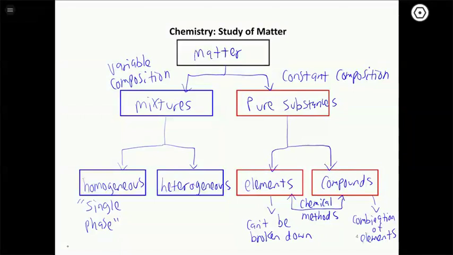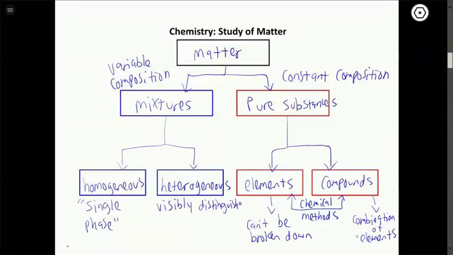And then in heterogeneous mixtures, you have visibly distinguishable parts. Sand being an example of a heterogeneous mixture, where you can see the different colors of the different minerals that make up sand. We're not going to really talk a lot about heterogeneous mixtures in this course. They're not a topic that is particularly important to chemists most of the time, but that is one of the categories of mixtures that we'll see. All right, so this is sort of a breakdown of what chemistry is and what chemistry is the study of.